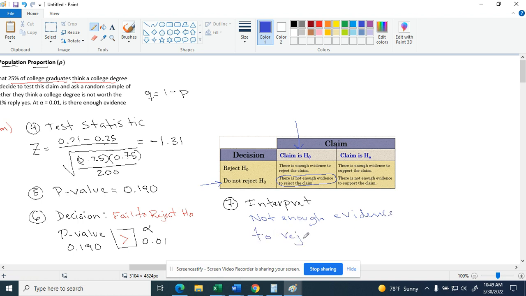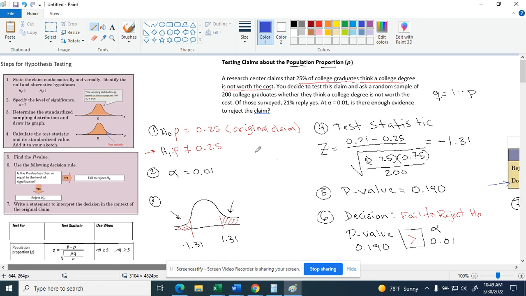Okay. So you don't have enough to make a decision if you're going to believe or not believe the original claim. What was the original claim? That 25% of all college graduates think that the cost of a college degree is not worth it. And usually, what happens in real life when that happens, you collect more data to make sure this is the correct interpretation or correct decision. All right, and that's how you test claims about the population proportion. All right, I hope this helps.